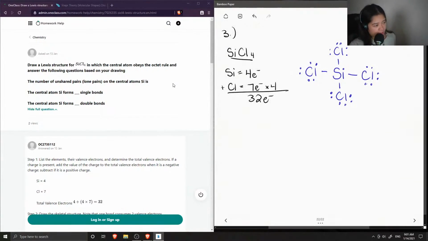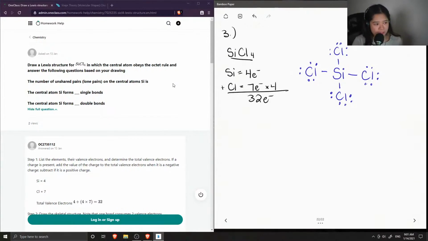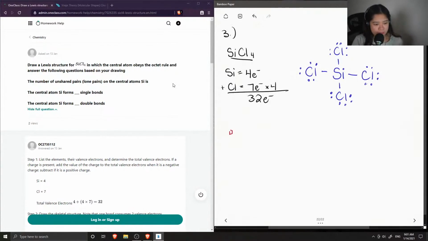The number of unshared pairs or lone pairs on the central atom is, if we count it out, there are no lone pairs on the central atom. I'm just going to say 0 lone pairs. The central atom forms how many double bonds or single bonds? There are 4 single bonds. And then lastly, how many double bonds does it form? There are no double bonds in the molecule, so just 0.